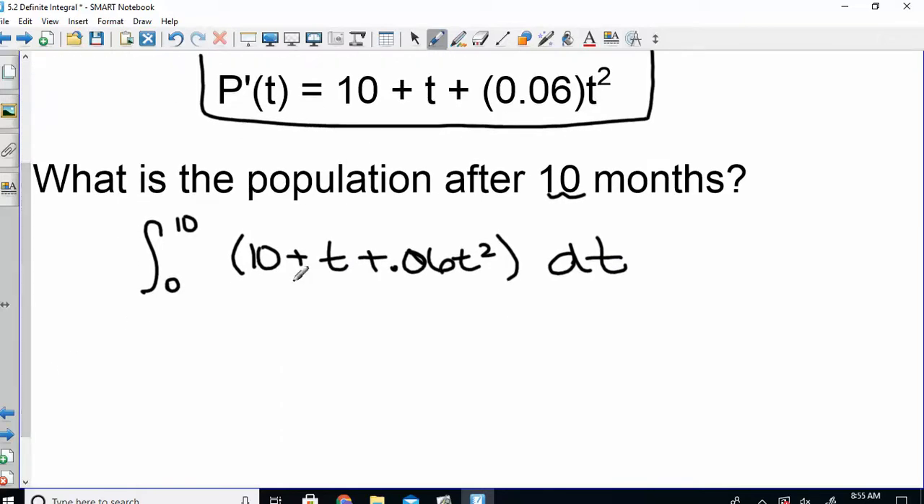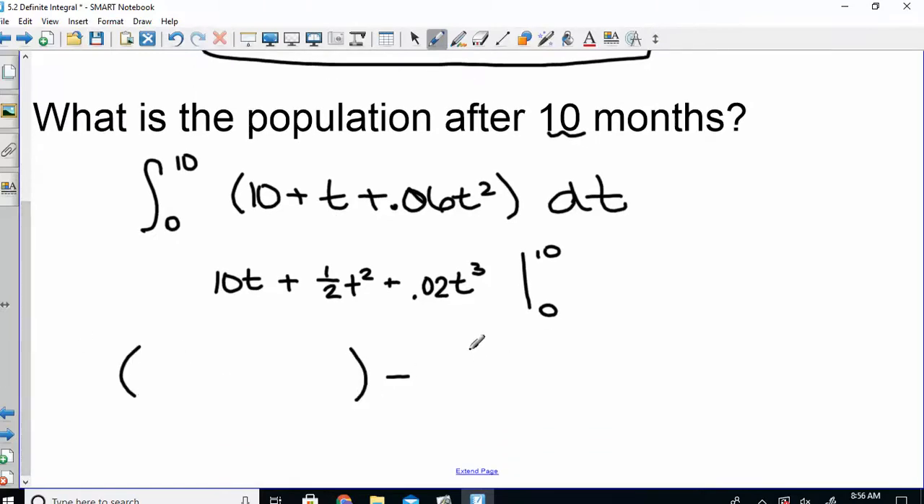All right. Antiderivative of 10. 10t is our derivative. Antiderivative of t is 1/2 t squared. Antiderivative of 0.06 t squared would be 0.02 t to the third. Remember, we don't have to put the plus c because why? It's going to cancel out because we are going to evaluate this from 0 to 10.